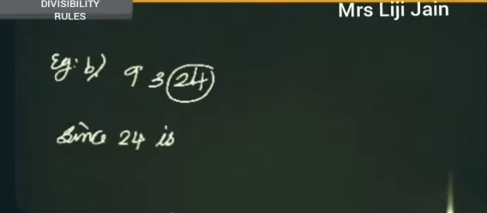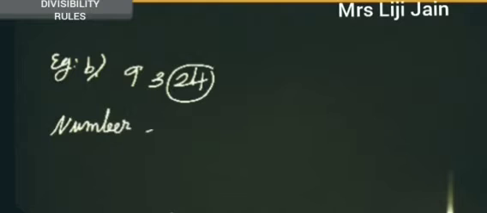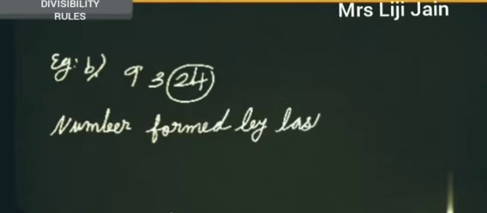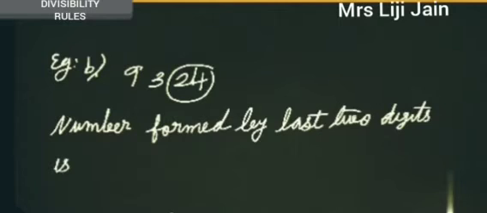Why we have taken 24? Because 24 is the number formed by last two digits here, isn't it? Since 24, or in detail we can write. Please write. Number formed by last two digits is 24, isn't it? That is 24.